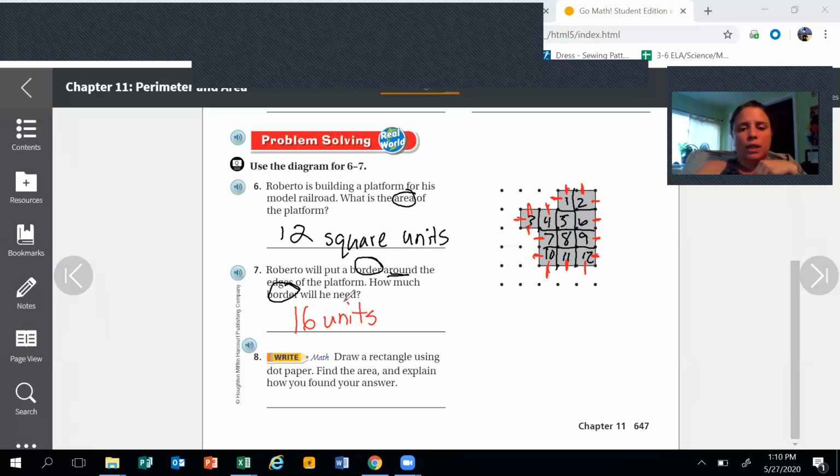Draw a rectangle using dot paper. Find the area and explain how you found the area. You can go ahead and draw that right on the side over here and draw your own dots. Make sure they're lined up. I just messed up that one. So, like making an array. Or if your parents have graph paper, use that too.